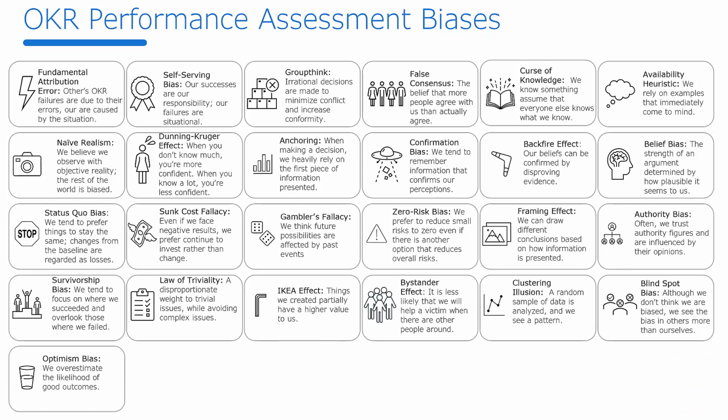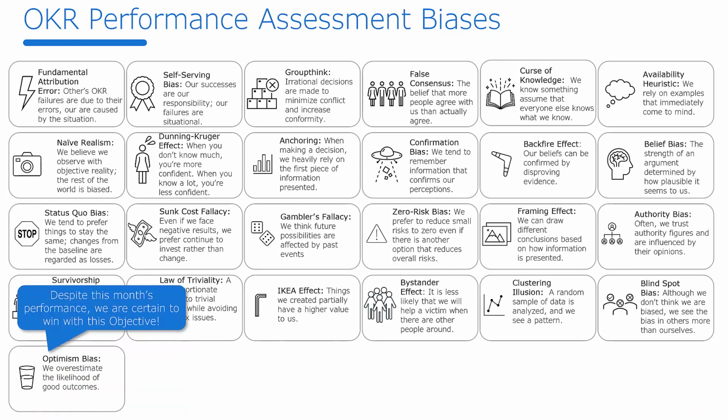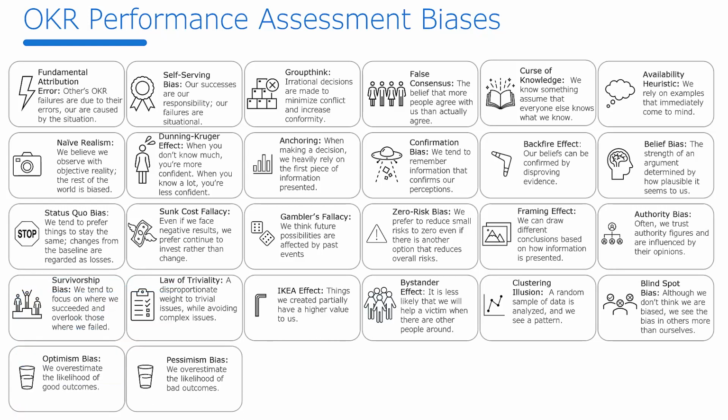Optimism bias, where, glass is half full. What that looks like is, despite this month's performance, we're certain we're going to achieve this objective. Or the inverse, right? The glass is half empty. We overestimate the likelihood of bad outcomes. So this case example would be, no matter what we do, we're not going to fail on this objective.